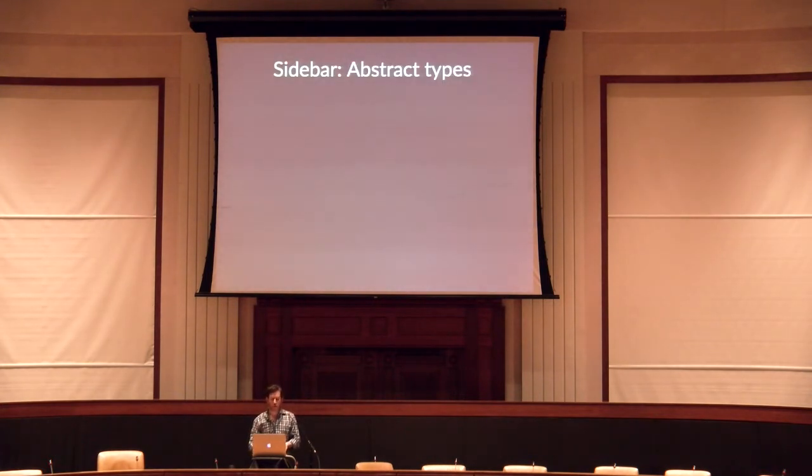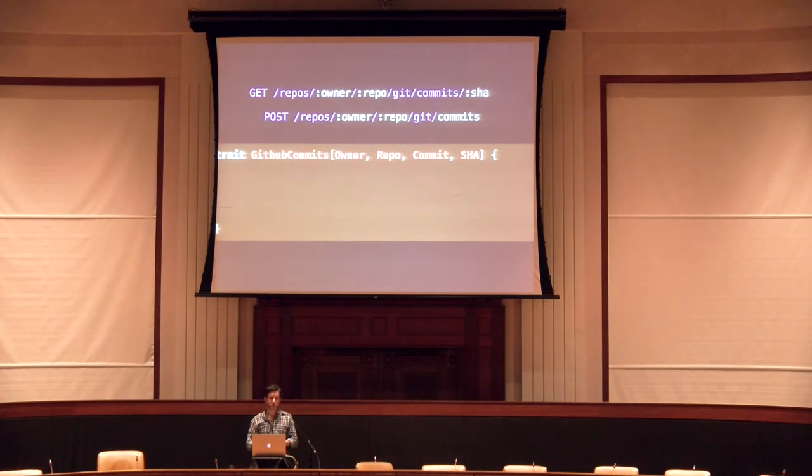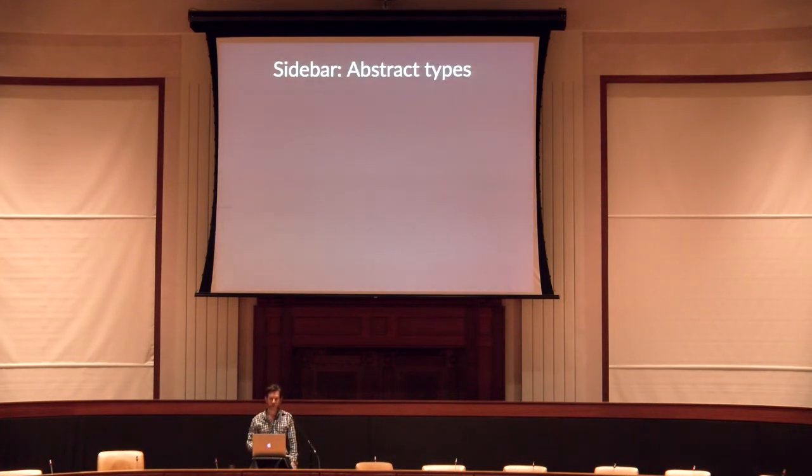Well, we have type parameters. Those are an instance of abstract types. If I am writing what the trait GitHubCommits is going to do, I don't get to choose what those types are. The implementer is going to choose what those types are. So they're abstract types. As a digression for why, I have a little quiz.